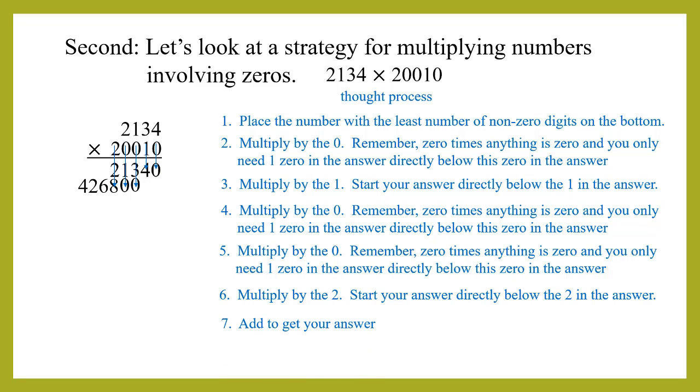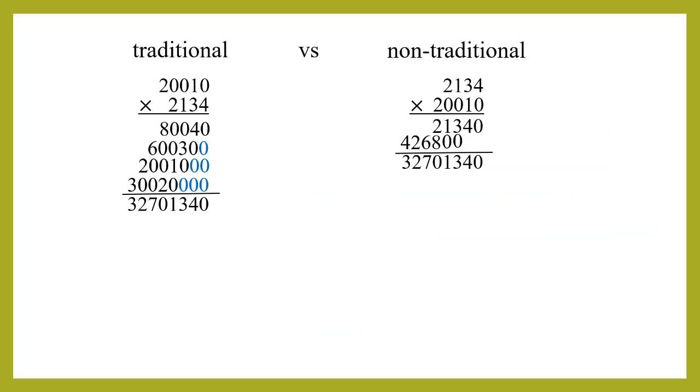And finally, we add to get your answer. Okay, so this becomes 42,701,340. Now, if you would have done this traditionally on the left there, this is what you would have had. We just did it non-traditional on the right. What do you think? Which method would you prefer to use?